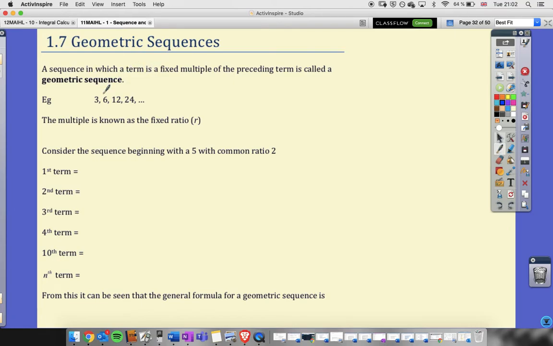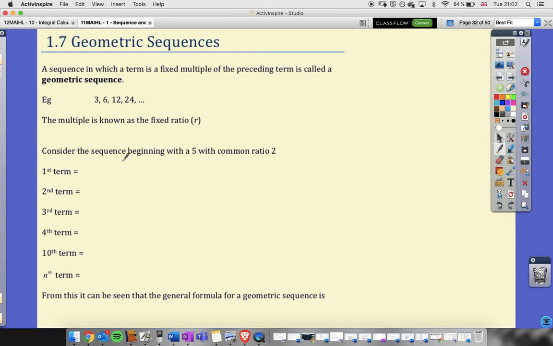A geometric sequence is one where there is a common multiple. Remember we've been looking at arithmetic sequences for the last couple of lessons, and they had a common difference, so something was added on each time. This time something's being multiplied each time. You can see the sequence here is going up by doubling each time, so it has a common multiple, or we call it a ratio, a fixed ratio of 2.